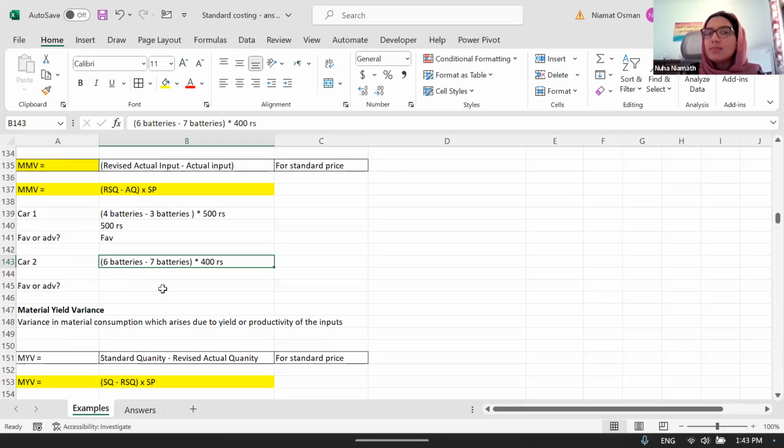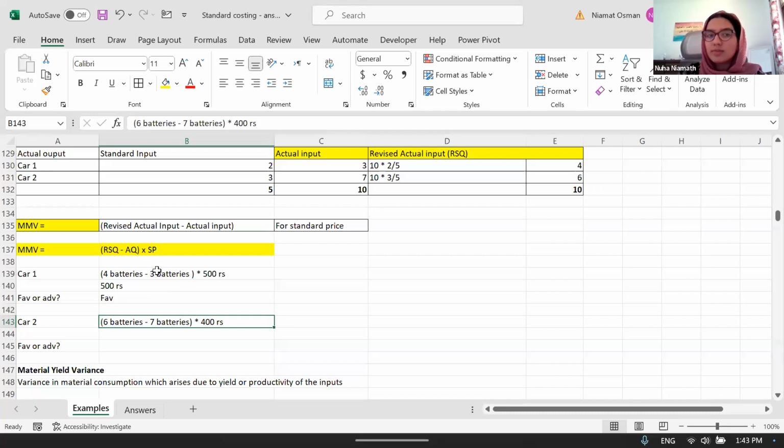Car 2: 6 batteries minus 7 batteries. 6 is what you should have used if it was in the right proportion, but 7 is what you have actually used, at 400 rupees. So this gives me a total of 400 rupees. Can somebody tell me in the chat box, is this a favorable situation or an adverse situation?